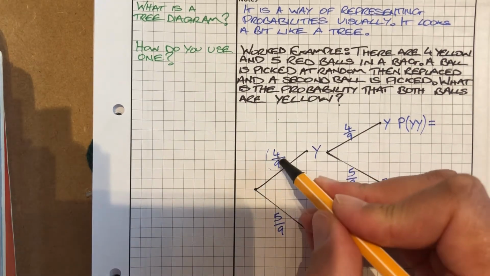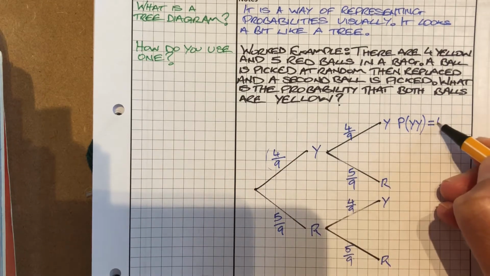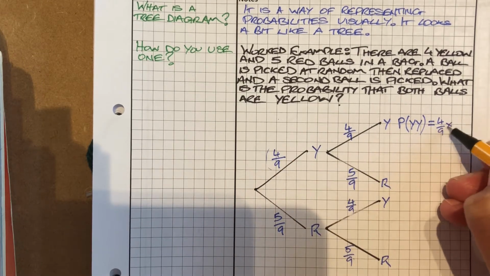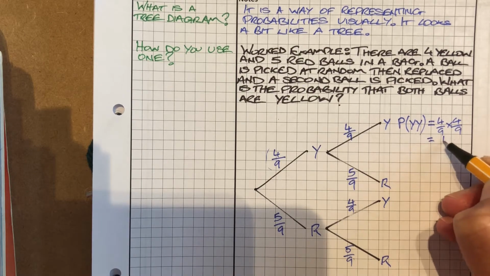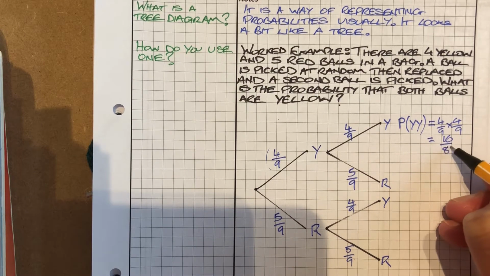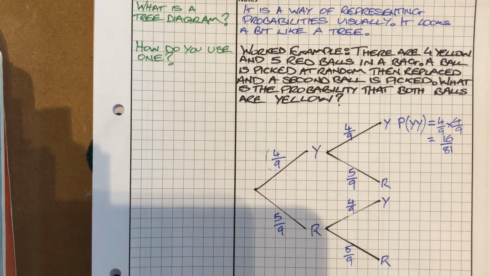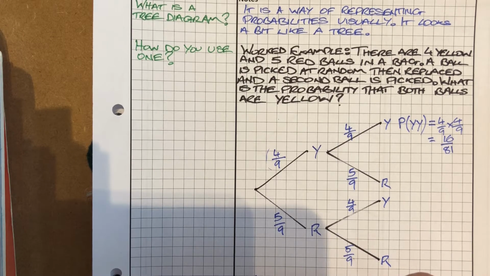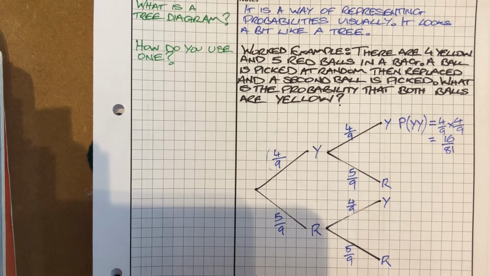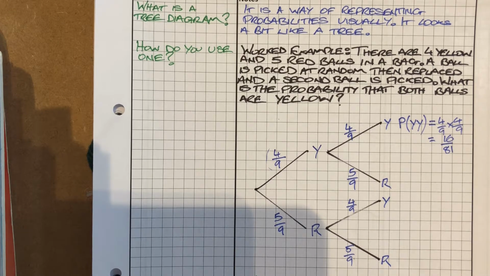And what do we do? We multiply 4/9 by 4/9, and that gives us 16/81. So that is the answer to our question. The probability of 2 yellows, writing it slightly differently, is 16/81. And that's the answer to the question.